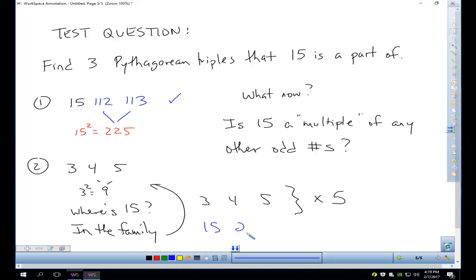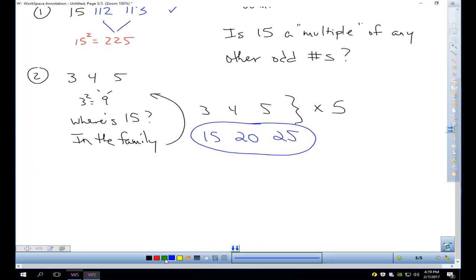5 times 5 is 25. There's another triple that 15 is a part of. Again, you can always check these. If you're not sure if they work or not, check them. Alright, put them in the Pythagorean theorem.